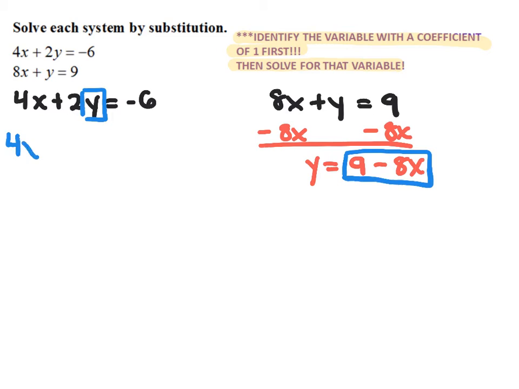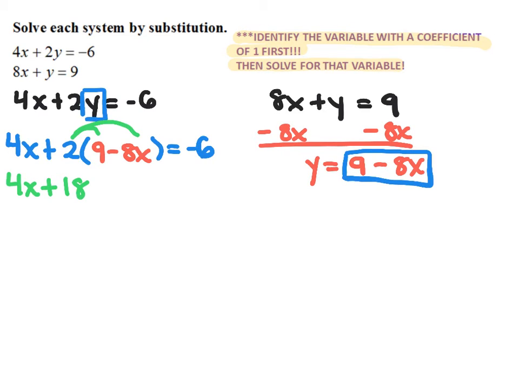So you're going to take this entire expression and substitute it for y in the other equation. So it becomes 4x plus 2 times 9 minus 8x equals negative 6. Now to solve, you first need to distribute. So you'll have 4x plus 18 minus 16x equals negative 6. Combine like terms to have negative 12x plus 18 equals negative 6.